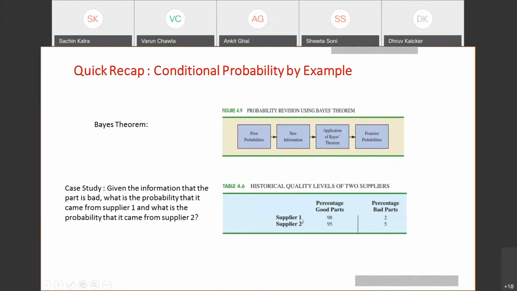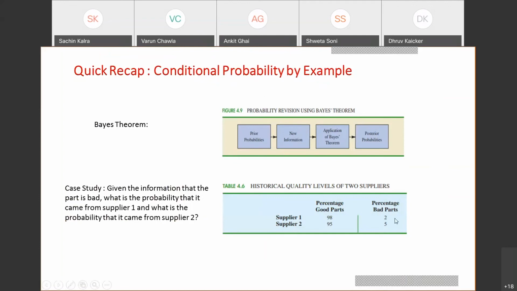Suppose you have supplier one and the percentage of good parts is 98%. That's the figure from the last 5 years' data. And the percentage of bad parts received from that supplier is 2%. And supplier two has 95% good parts and 5% bad parts. Now, the business objective your client has come up with is this: given the part is bad, what is the probability that it came from supplier one, and what is the probability it came from supplier two?